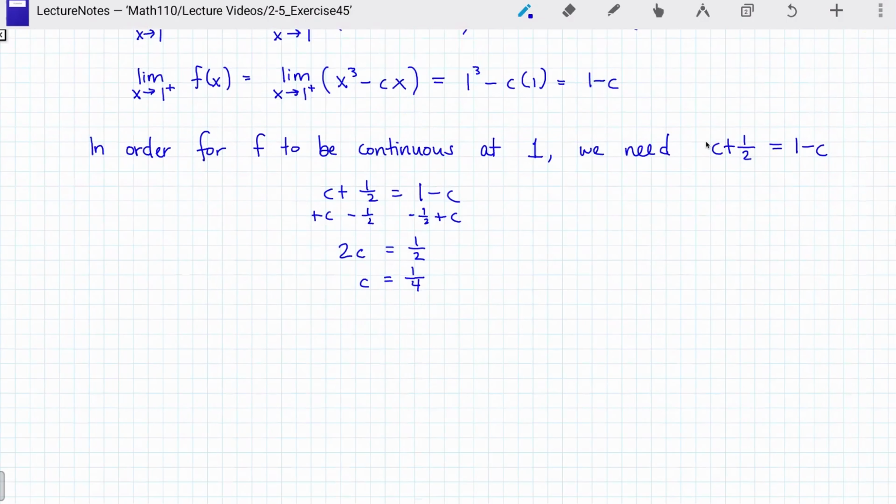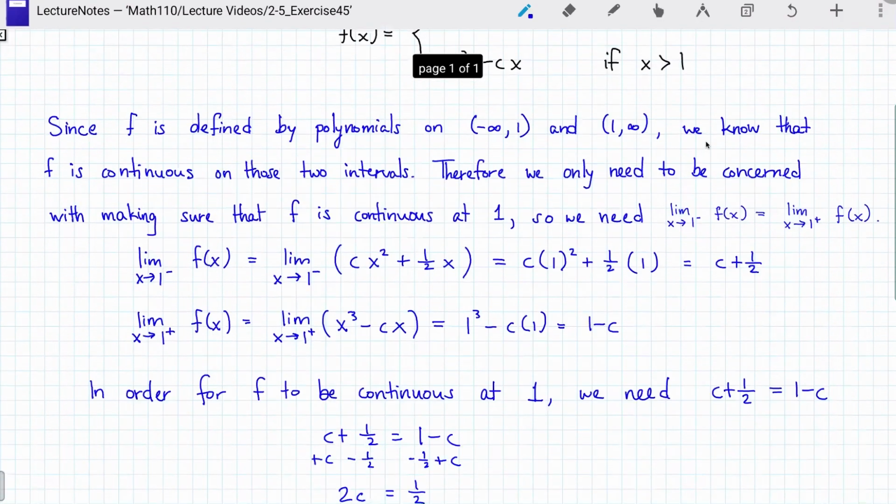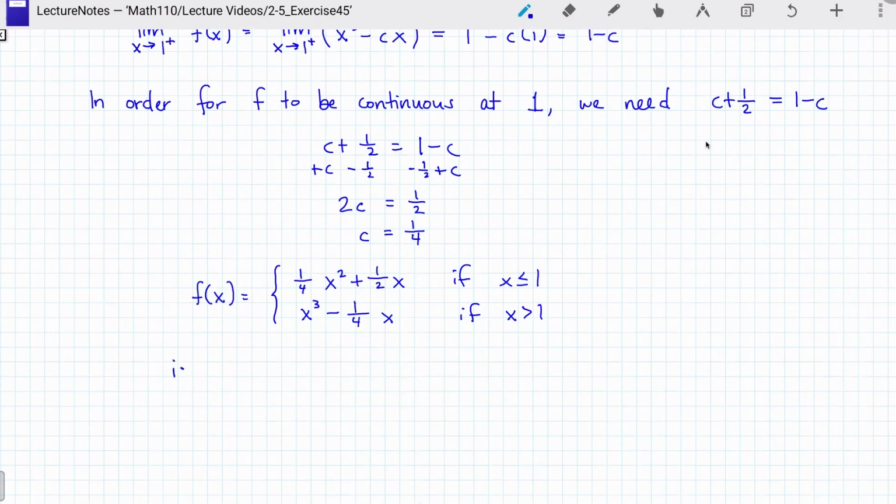Okay, so that means that if I have f of x equals, I have to look back at this, what is it? 1/4 x squared plus 1/2 x if x is less than or equal to 1, and x cubed minus 1/4 x if x is greater than 1, this should be continuous for all real numbers.